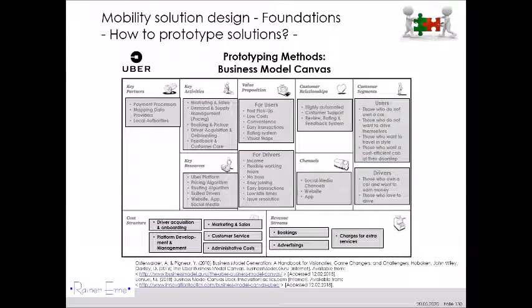And another possible prototyping method is the business model canvas. And this is the most sophisticated prototyping model, where you display on the left-hand side what is the value proposition of your solution for certain customer segments. In this case, I chose the example of Uber, which provides value propositions for users, but also for the drivers, so the Uber drivers.